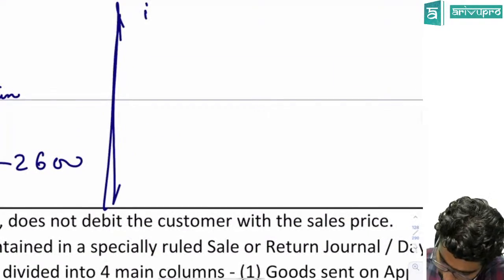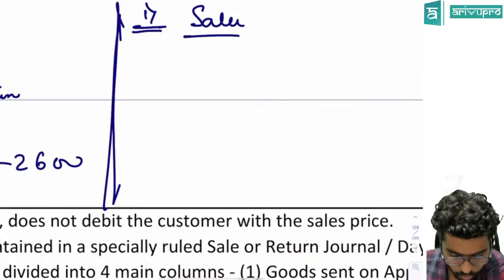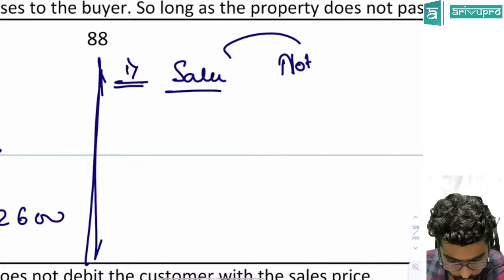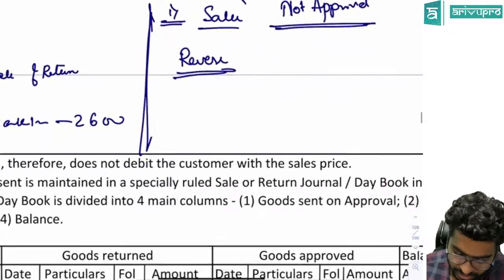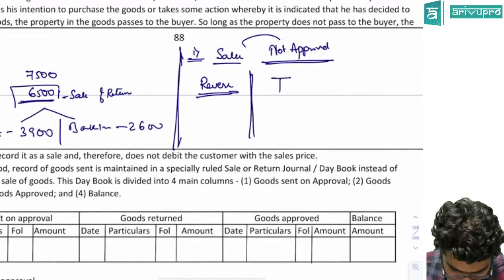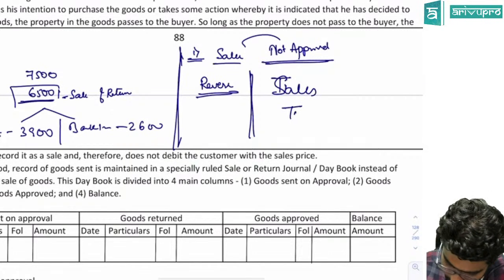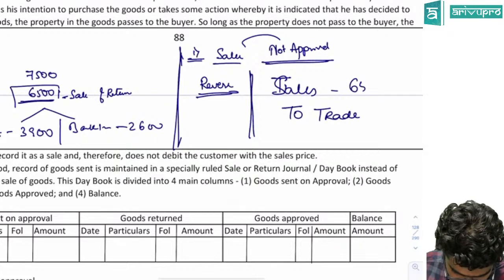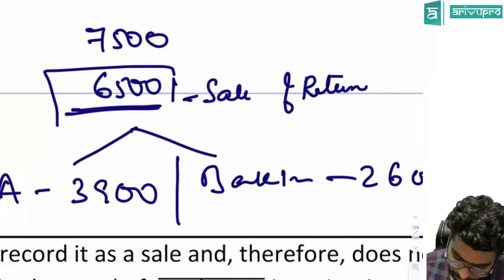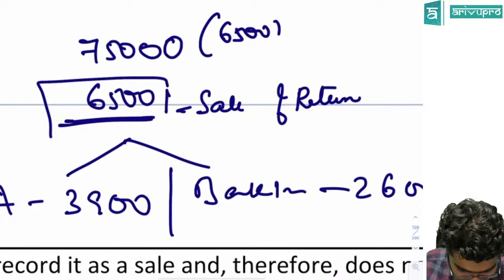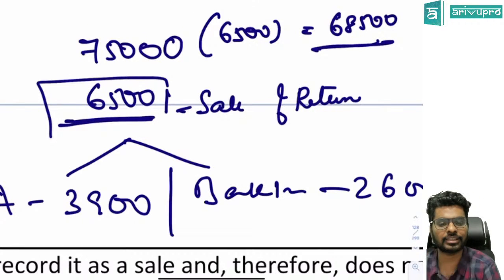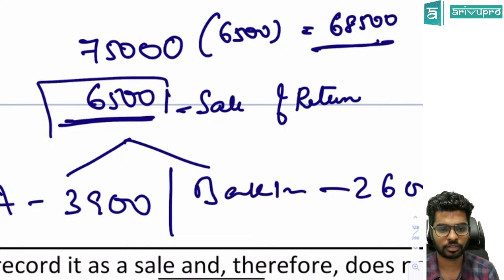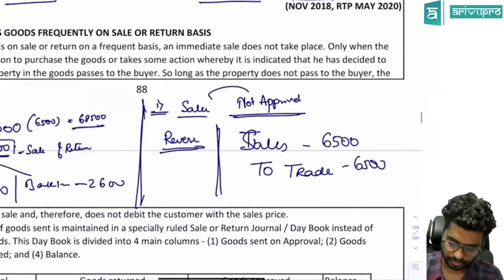Let's try understanding it. First thing, if you send goods on sale on approval and these goods are not approved by the end of the year, what should I be doing? I should be reversing the sale entry. The journal entry becomes sales to trade receivables. So out of my 75,000, I have to reduce 6,500, and my trade receivables value will be 68,500. Are you clear? Guys, first understand the concept and then I'll show you the presentation. How does it work? Sales to trade receivables. Are you clear?